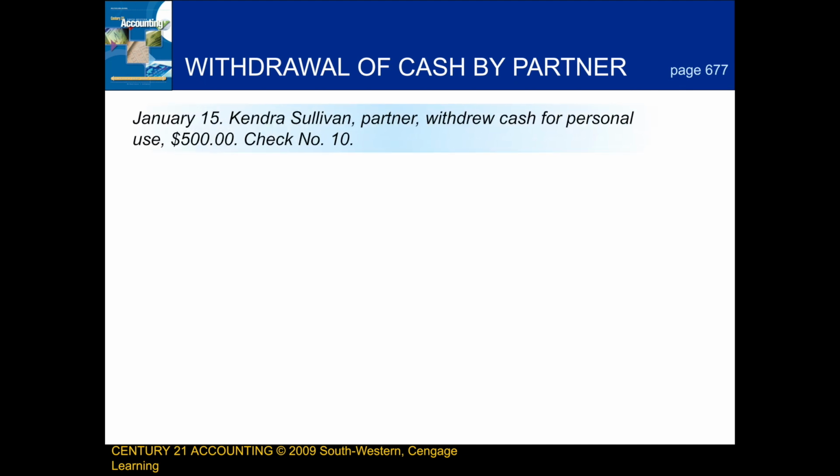Okay, next we're going to be talking about journalizing the withdrawal of cash by a partner. This next transaction reads, on January 15th, Kendra Sullivan, partner, withdrew cash for personal use, $500, check number 10.